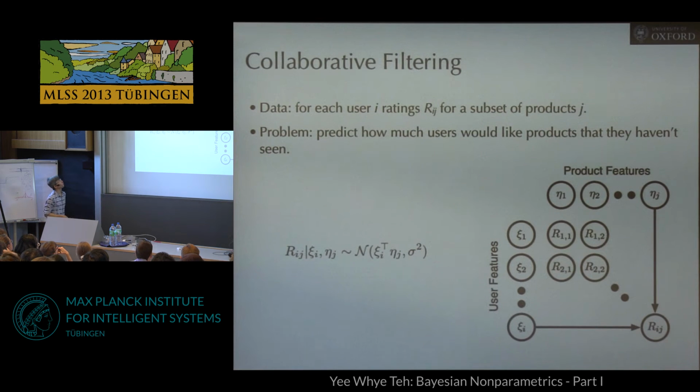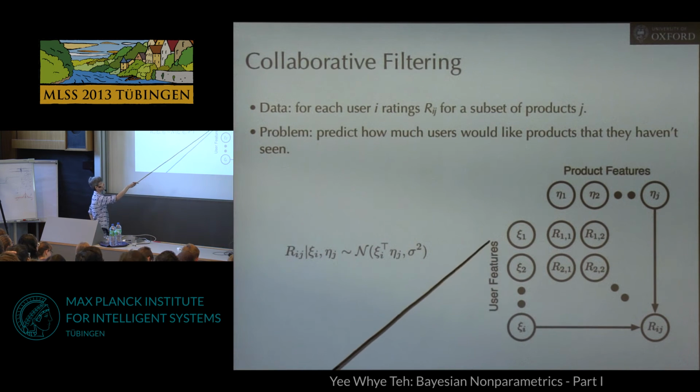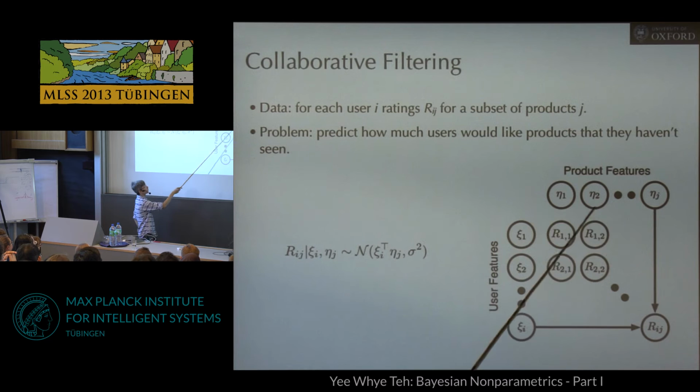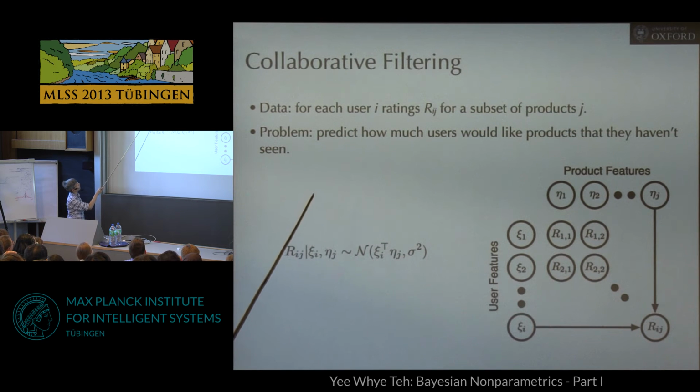So here's another example: collaborative filtering. Here the data consists of an array. So these are going to be the users of, say, Netflix, and these are going to be the movies that Netflix provides. And the data consists of, for each user i, the rating that the user gives to the corresponding movie j. So R_ij is going to be whether the user likes the movie or not. So this gives us a two-dimensional array.